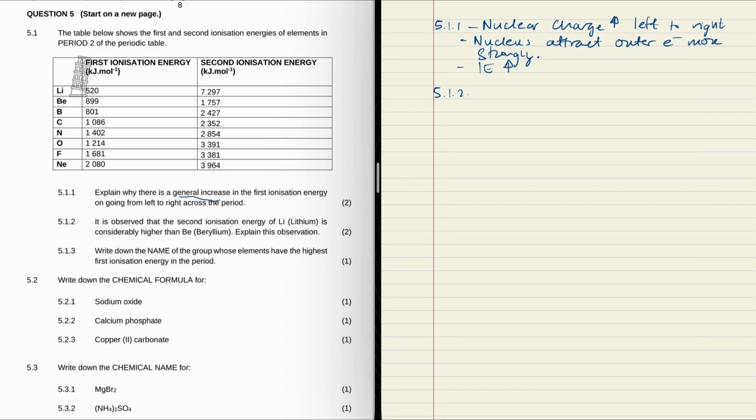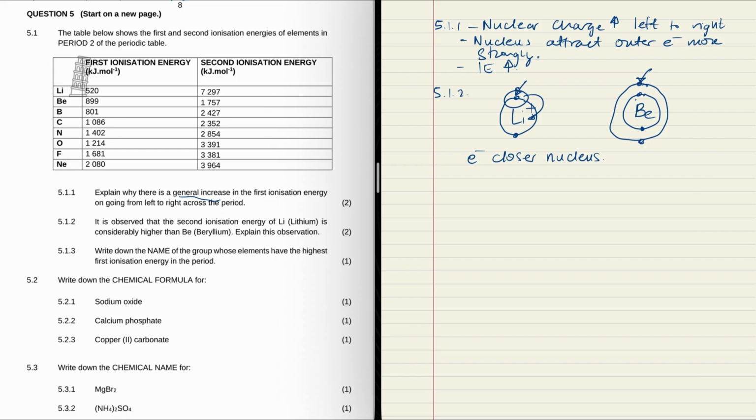Explain this observation. So the question is asking essentially, why is it more difficult to remove an electron here? So this is Li plus and it's lost one electron, as opposed to here, beryllium, 1, 2, there, my electrons are like this. So they want to know, why is it more difficult to remove this electron compared to removing this electron? Well, it's because of the position of the electron. This electron is much closer to the nucleus, right?